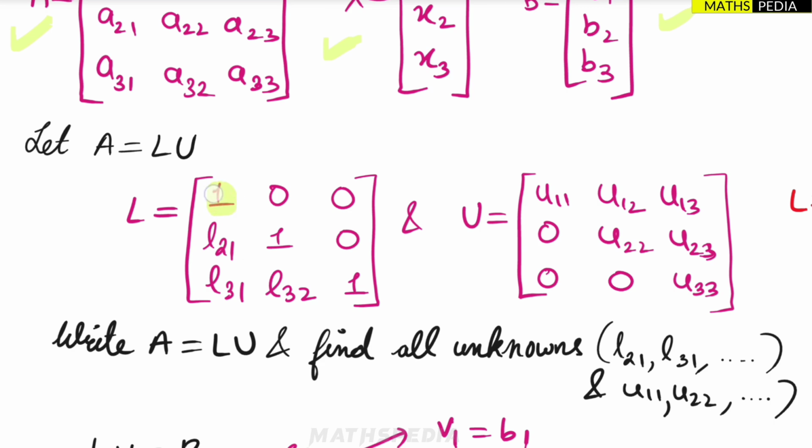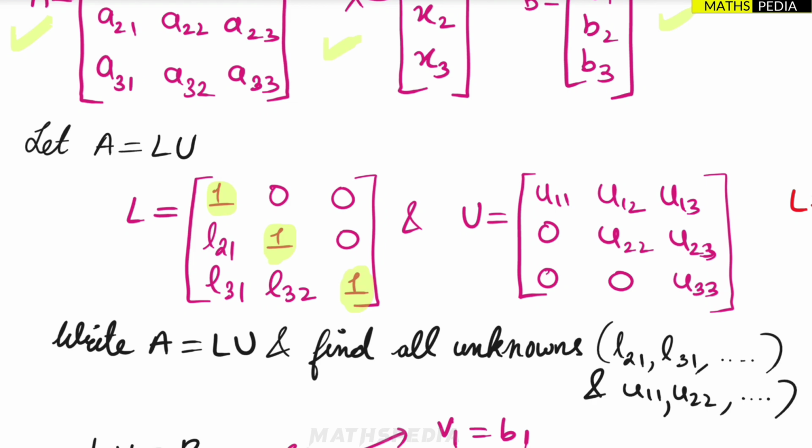The diagonal elements, very important, will be what? We have to take it as unity. That means unit diagonal elements will be there for the lower triangular matrix. We are not taking L11, L22, L33 as they are; it will be 1 for L, the lower triangular matrix. But for the upper triangular matrix, it will remain the same. That's what happens in Cholesky's method.